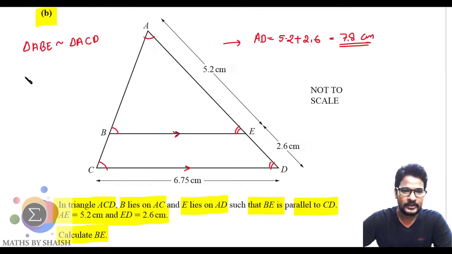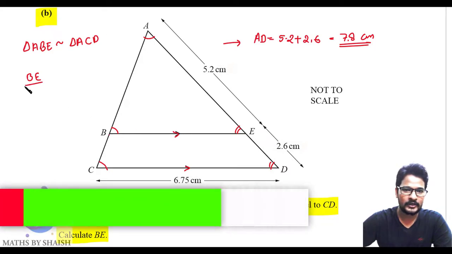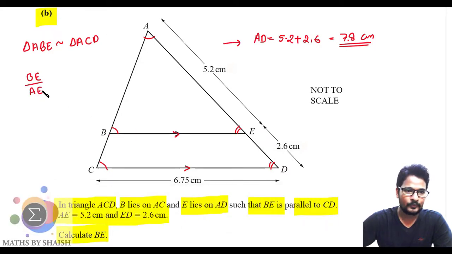And since it involved BE, I'll take BE in the smaller triangle over one corresponding side of this smaller triangle, and that is I'll take AE. This would be the same as another two corresponding side ratio, that is CD, because corresponding to BE we have CD, and corresponding to AE we have AD. That's why we have calculated AD. So CD is 6.75, AD we have just calculated 7.8, AE is 5.2.